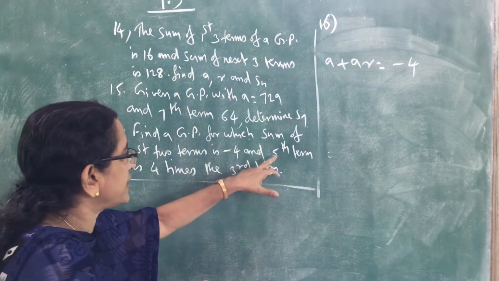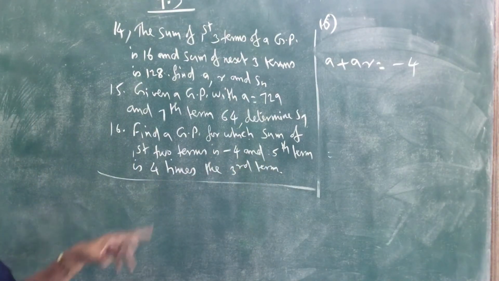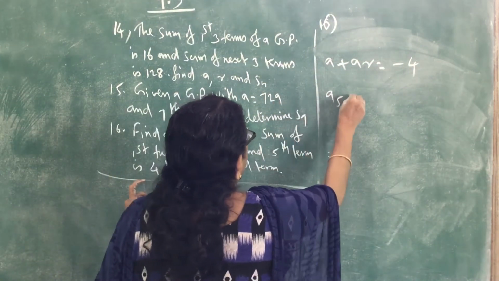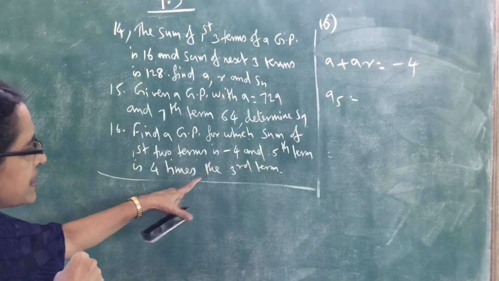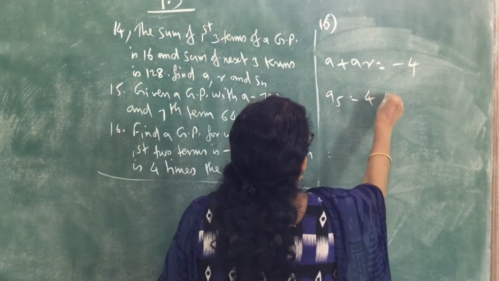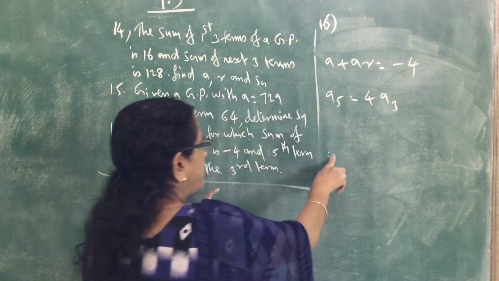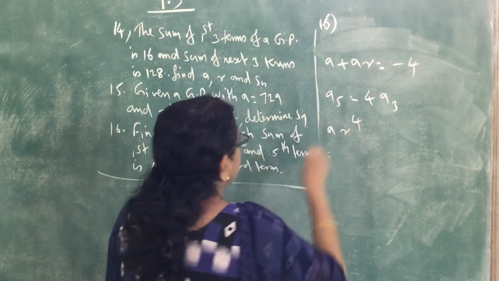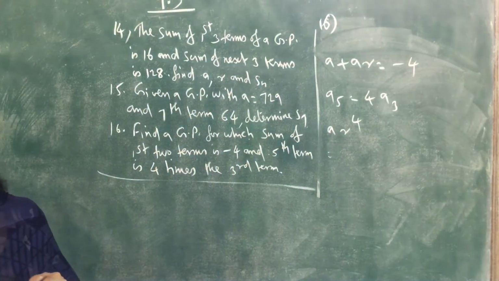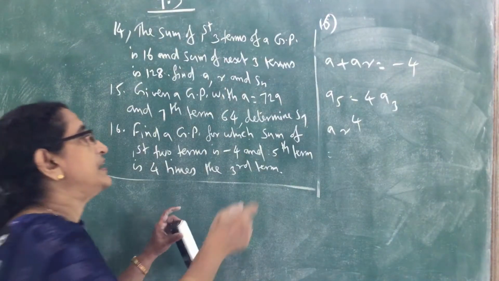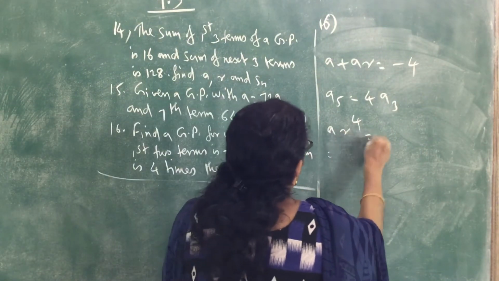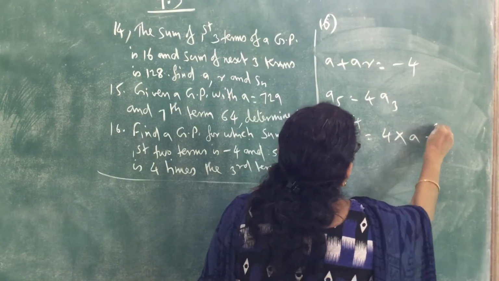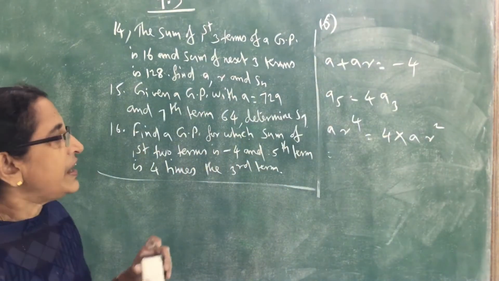And one more condition is given: the 5th term is 4 times the 3rd term. We can apply that condition. So A5 equal to 4 into A3. What is the formula for A5? The nth term formula is A into R raised to n minus 1. So A into R raised to 4 equal to 4 into A3, that is A into R raised to 2.